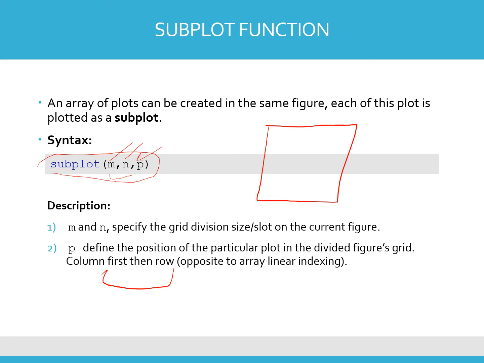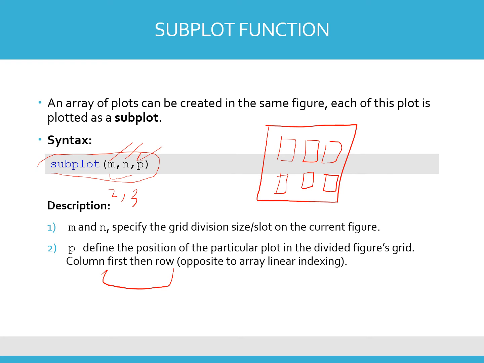So for example, you have 2, 3. That means you have 2 rows, 3 columns. So what it will show is 1, 2, 3. Okay. If for example this one is 2, 3, so you have 2 rows, 3 columns.